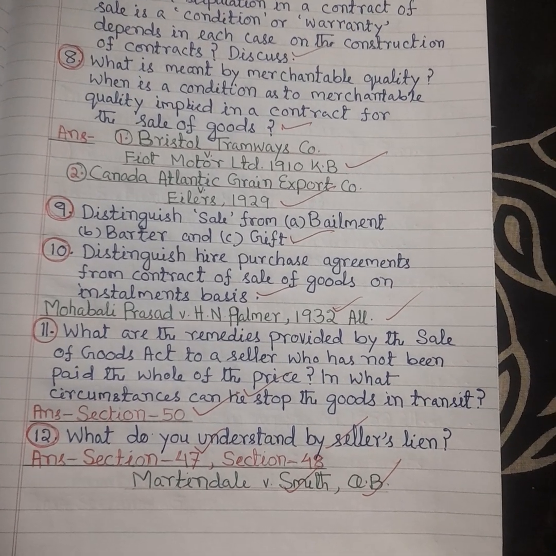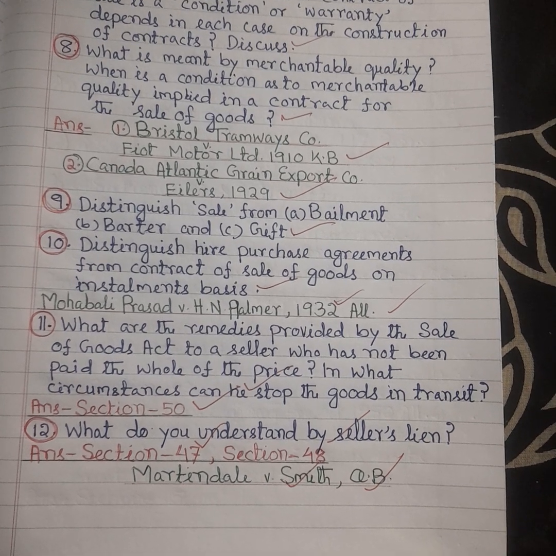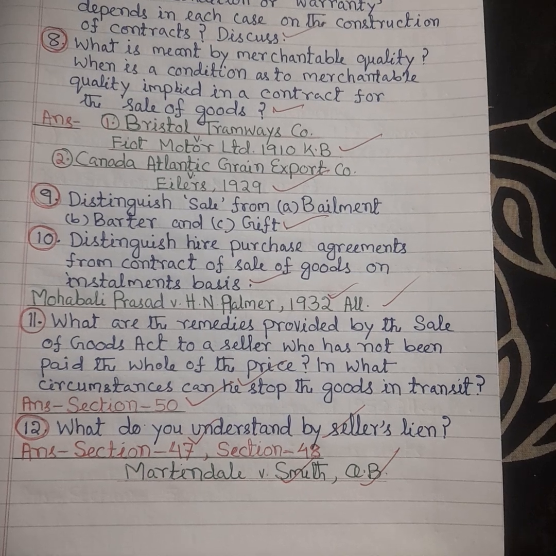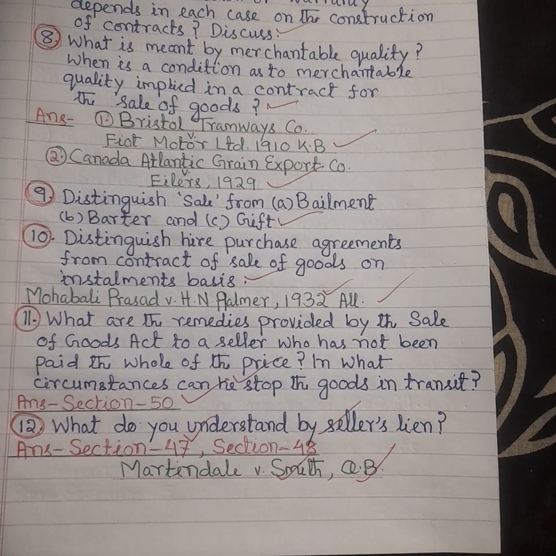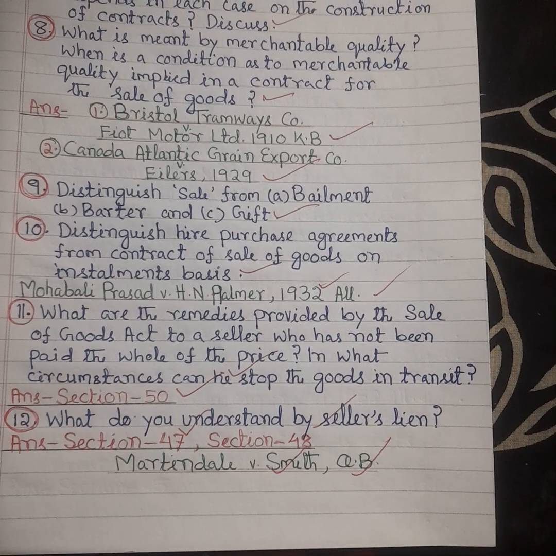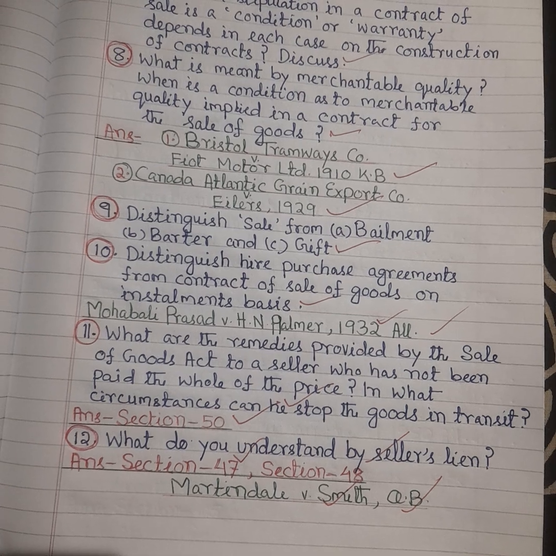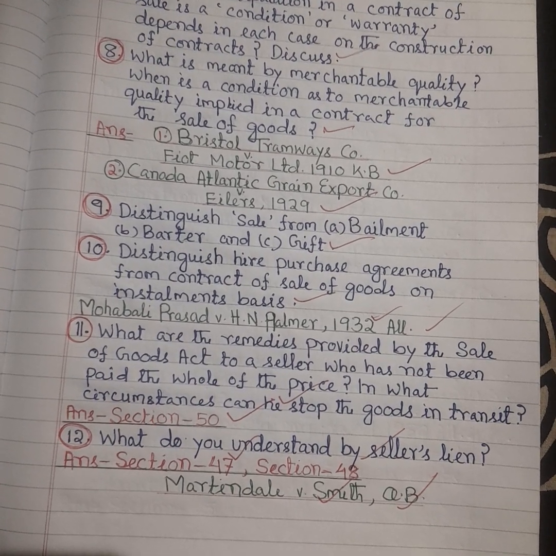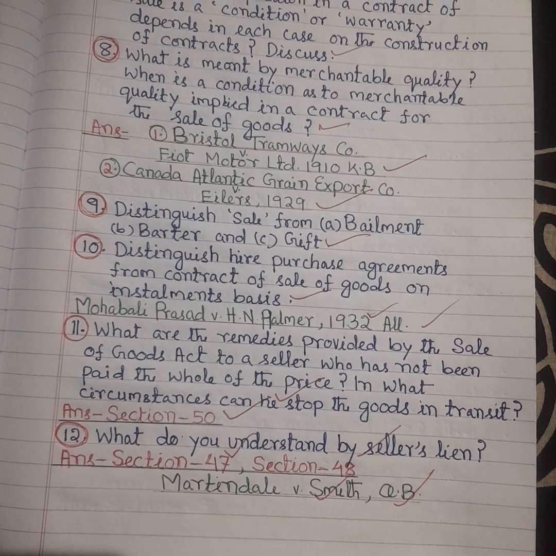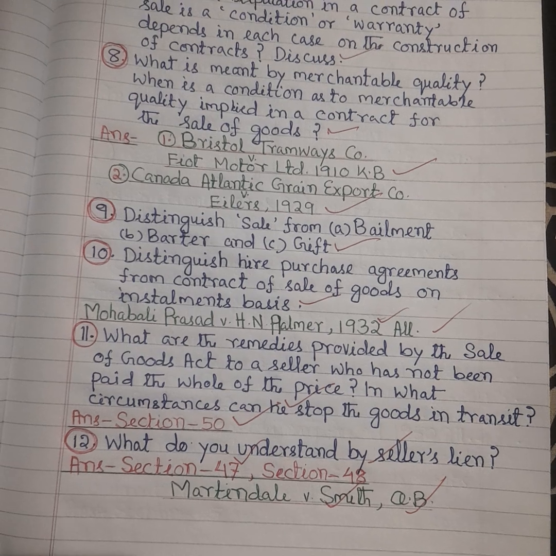So the seller's lien, as provided under Section 47, is the right of an unpaid seller to retain possession of the goods sold until payment or tender of the price. This right is based on seller's possession of the goods. If he loses possession, there is no lien. This right can be exercised in the following cases as it is provided under Section 47.